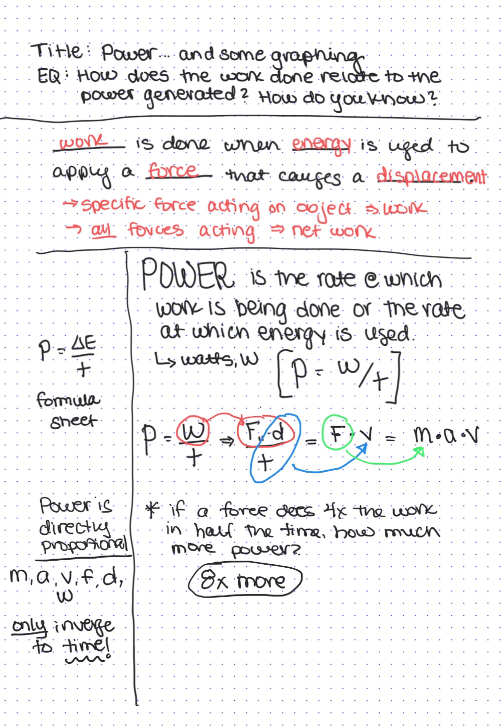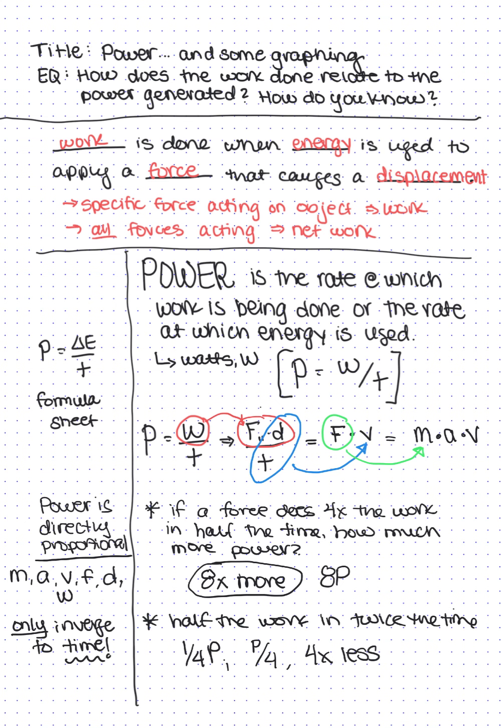What if we did half the work in twice the time? Good, so we'd have 1/4 the power. You could see that as P over 4 in terms of how you might see it on a sheet, or it might say 4 times less. This could be 8P. All mean the same thing. And that's it for power.